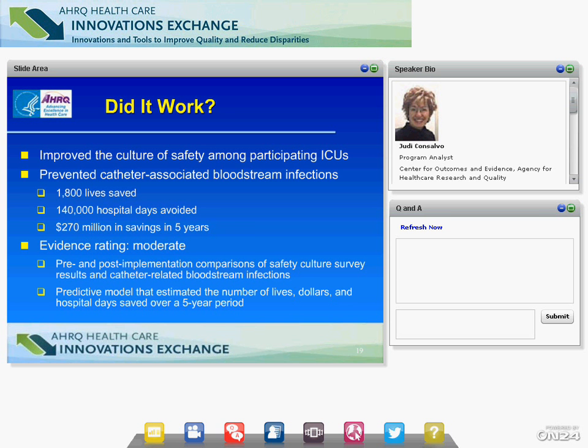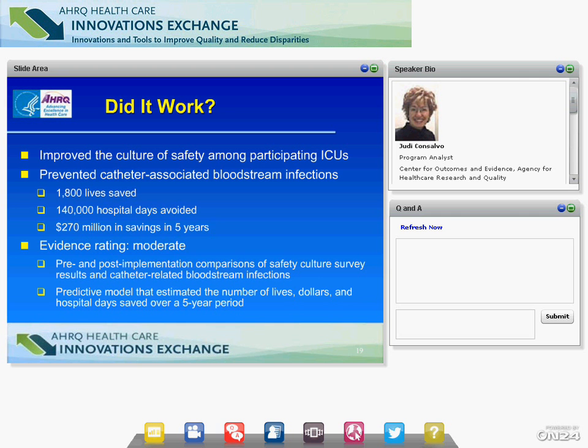Again, the Innovations Exchange ranks evidence. Evidence ratings range from strong, moderate to suggestive, and even include innovations that are considered attempts. This evidence rating is moderate because of the design that was used to test the innovation. That is a pre-post test implementation comparison of the culture of safety, patient safety results and the actual occurrence of bloodstream infections. So predictive modeling also helped them estimate the number of lives.